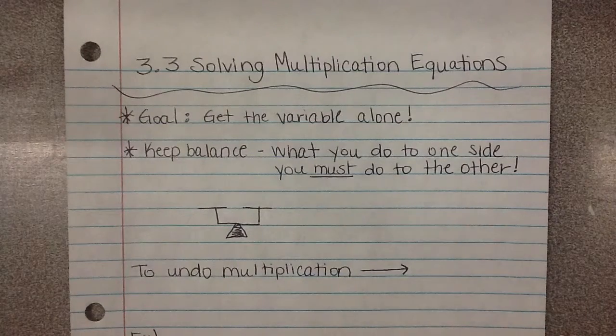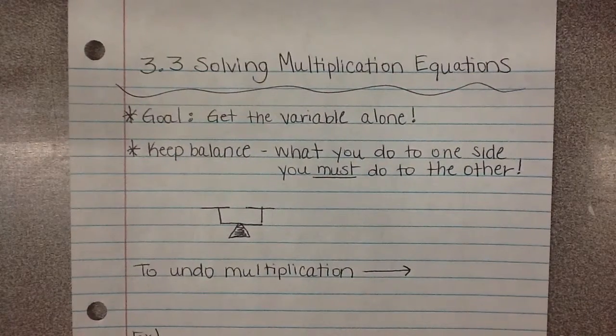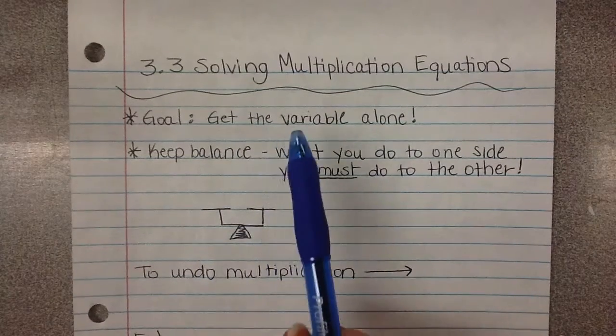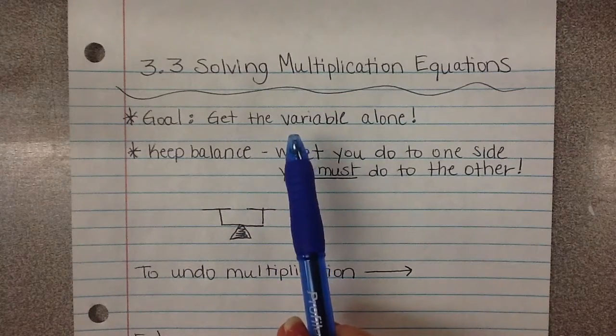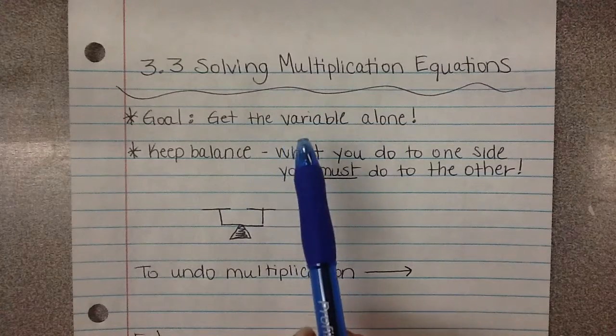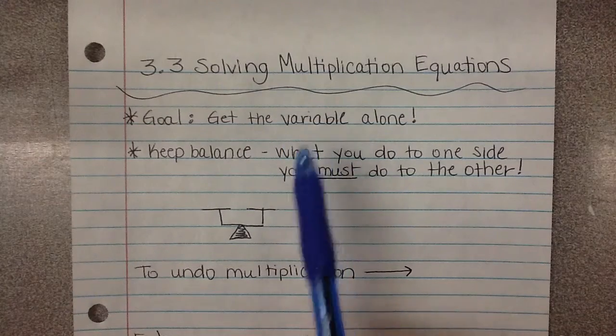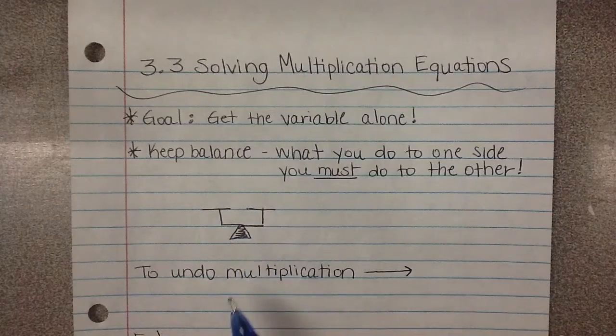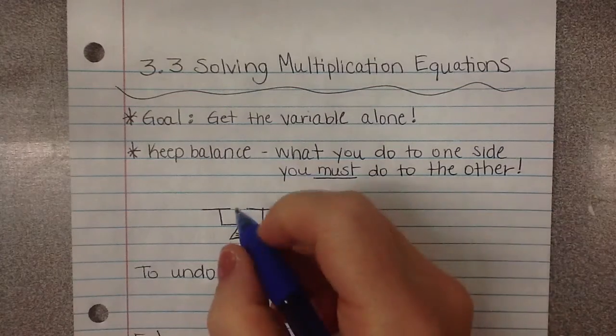Hello, mathematicians. Today we are going to continue our investigation of solving equations by looking at multiplication equations. Again, our goal is always going to be to get our variable alone. We have to get rid of whatever is on the same side as our variable. Remember our balance. All right, we need to keep our balance.